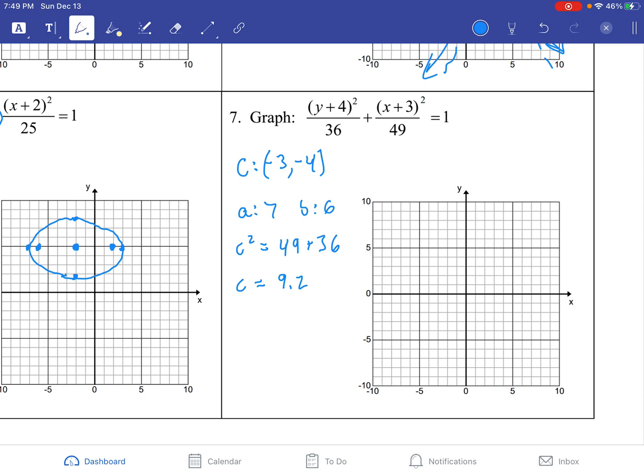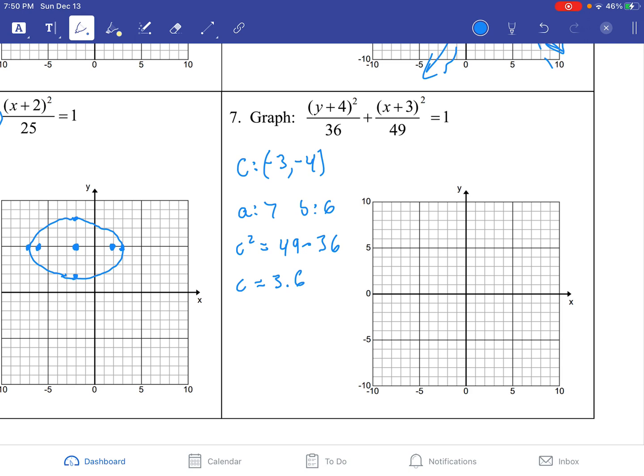Oh, sorry, I made that mistake. That was my bad. Somebody correct me on this. That should be minus 49 minus 36 is 13, and the square root of 13 is 3.6. There we go. That sounds right.